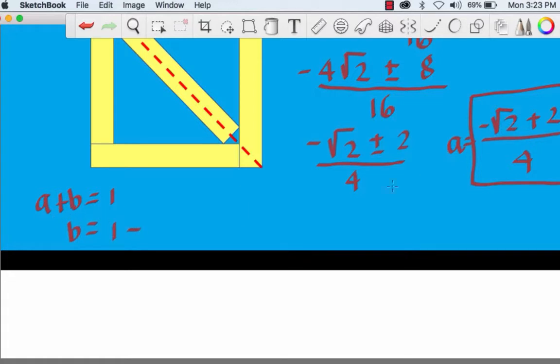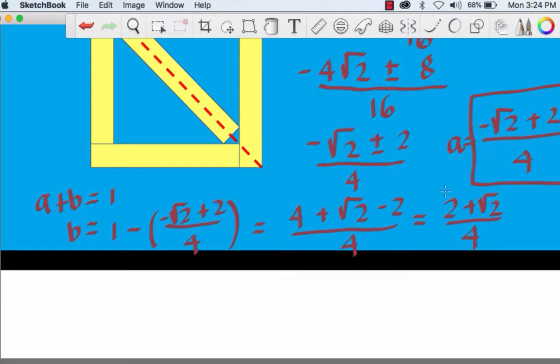But since A is equal to that, we have 1 minus negative square root of 2 plus 2 over 4. And simplifying this becomes 4 plus square root of 2 minus 2 all over 4, which is equal to 4 minus 2, which is positive 2 plus square root of 2 all over 4. So this is now our value of B.